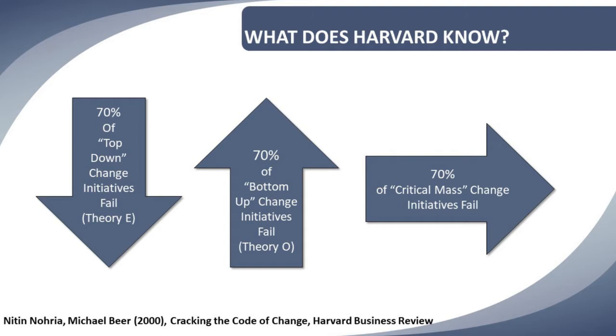Maybe they go to a conference or they get excited about some kind of change initiative and they try to implement it in the way that we traditionally implement change, which is a top-down method. And those have pretty high failure rates, at 70% or better.